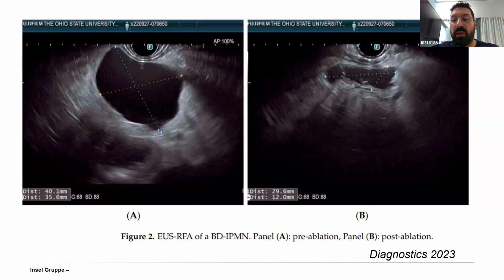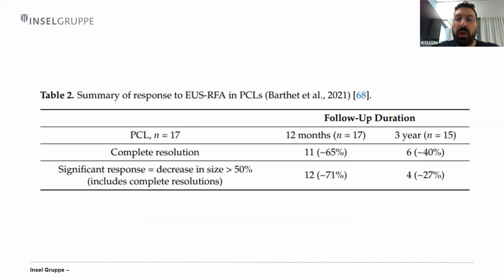Of note, while all endoscopic strategies show potential, they have not yet been proven to reduce the risk of high-grade dysplasia or pancreatic cancer, and hence multi-center clinical trials are needed to validate the clinical benefit of these methods. Long-term outcomes of EUS RFA for precancerous cysts have not been established.